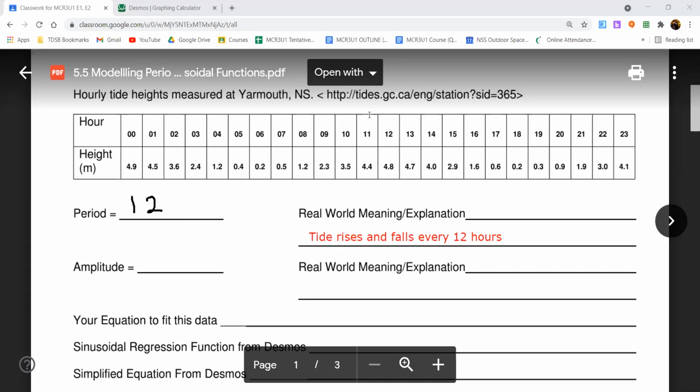Okay. Next, let's talk a little bit about amplitude. I might have to draw something here, so let's do it. The highest point, my maximum point, is 4.9, and my minimum point is 0.2. I go back to a high, I go back to a low. So if I were to draw a quick sketch, my low is 0.2, my high is 4.9.